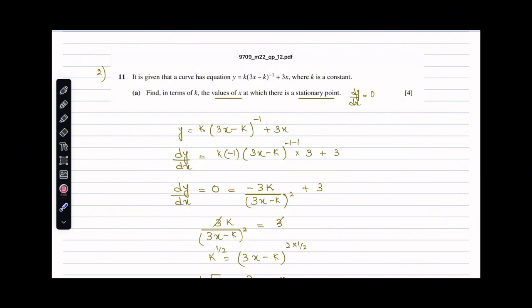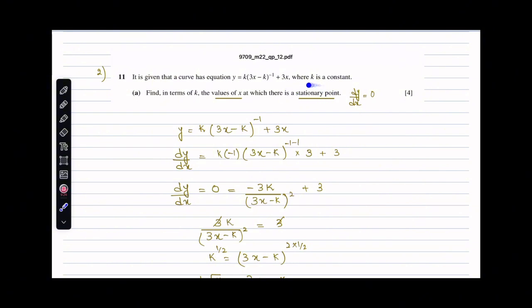So the second question has been taken from February-March 2022, paper 1 variant 2, question 11 in the paper. It says it is given that a curve has equation y equals k times (3x minus k) to the power minus 1 plus 3x, where k is a constant. So find, in terms of k, the values of x at which there is a stationary point.